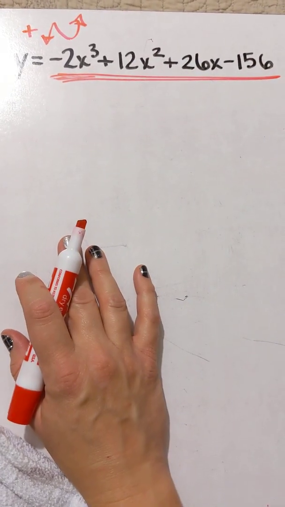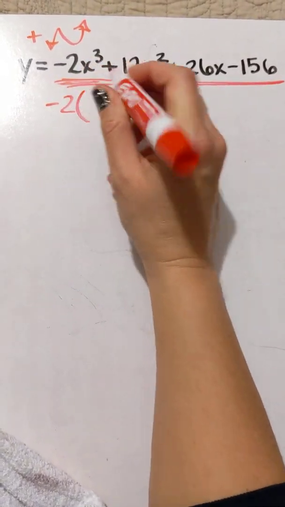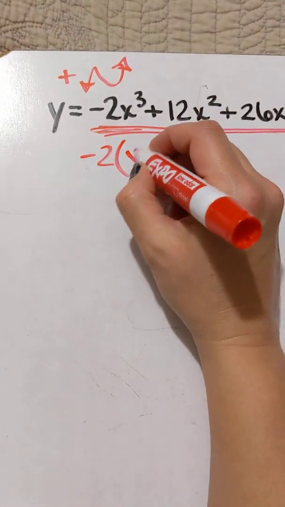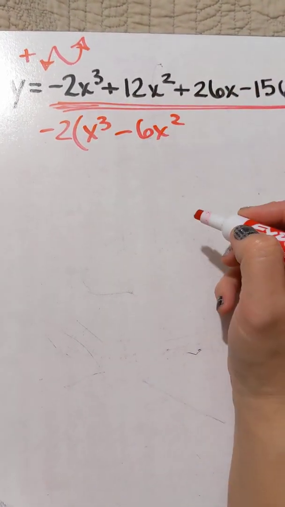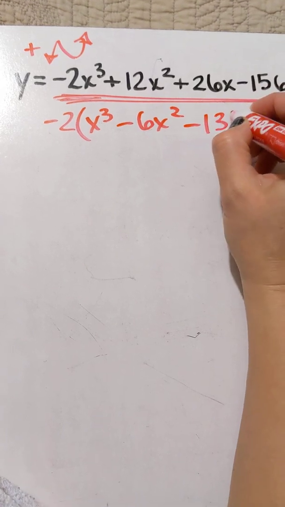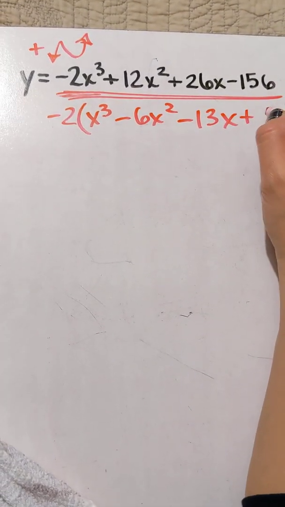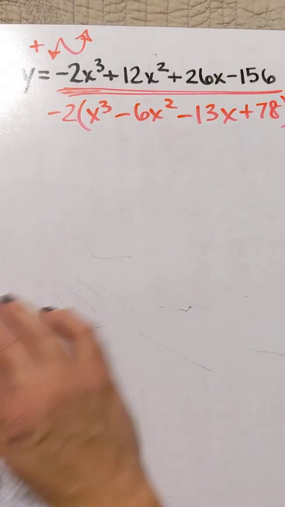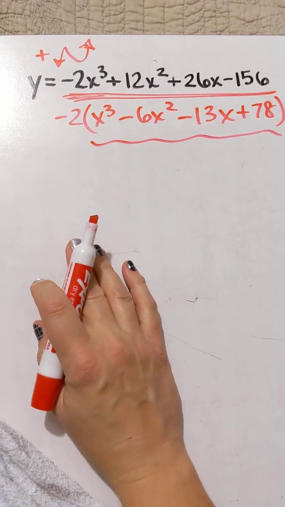all of those are even. So we could divide by 2, and in fact, I'm going to divide by -2 from the beginning. That'll leave an x cubed minus 6x squared minus 13x, and then divide that with a calculator if you need to, 78. All right, then what is left you can factor by grouping.